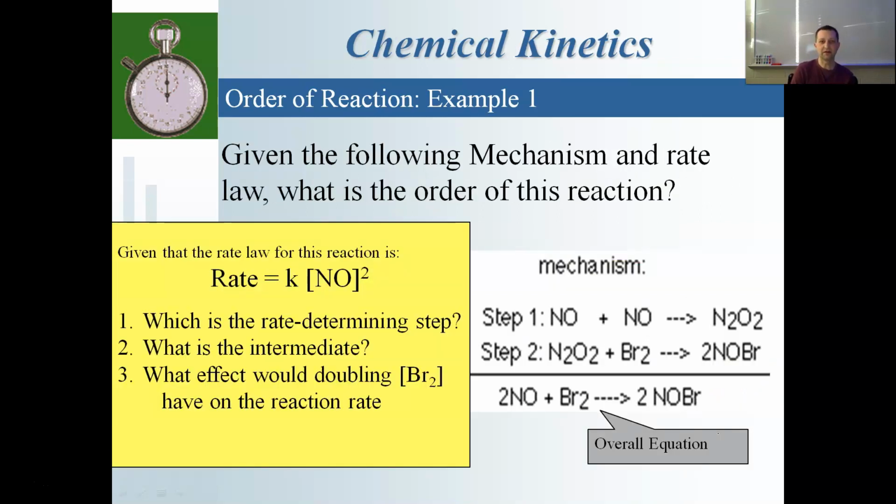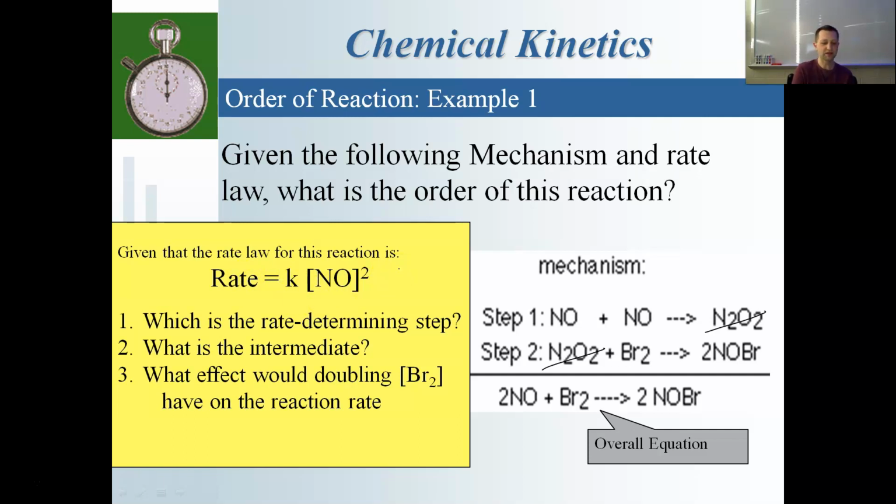Okay, let's do a little bit of practice here. So given the following mechanism and rate law, what is the order of this reaction? If you take a look at this example, I have my reaction mechanism off to the right, which is step 1, NO plus NO yields N2O2, and step 2, you have N2O2 plus Br2 yields 2NOBr. If you go ahead and cancel out what you can here, you could cancel out your N2O2, you're going to have your overall equation giving you 2NO plus Br2 yields 2NOBr. So it's telling you that the experimental rate law here is rate equals K times NO squared.